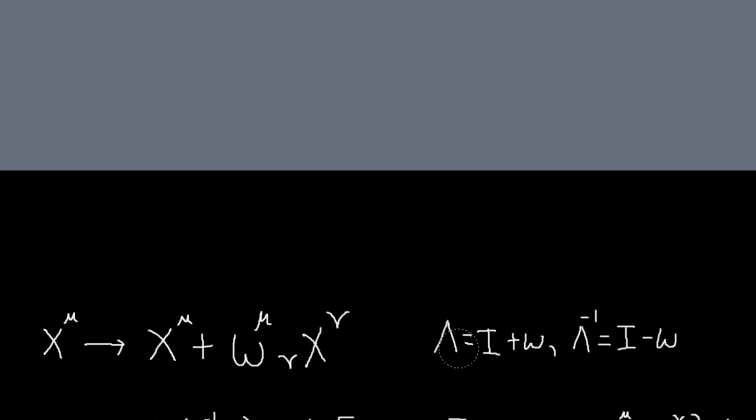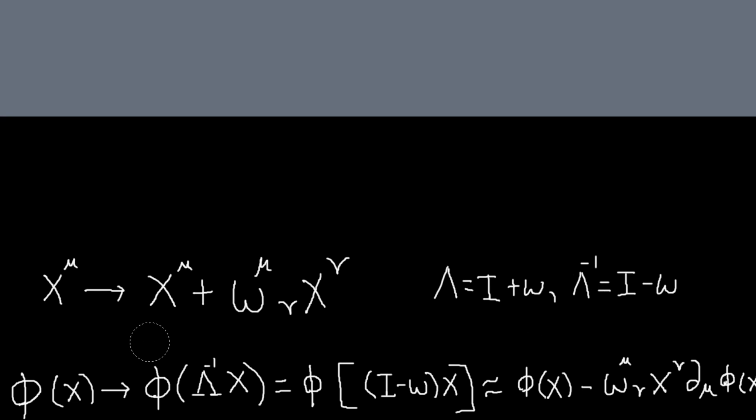So our lambda, if you remember from the last problem, we write it as just the identity plus our omega here. And so the inverse in this case will be I minus omega, which you can verify by multiplying these two things. We need to know lambda inverse because we know our fields transform like this. And so we can just plug in our expression for lambda inverse, which will be this.